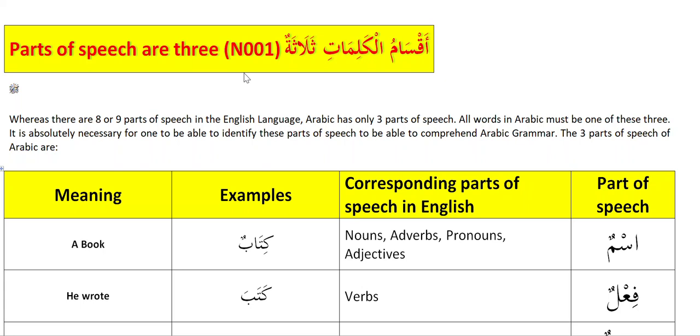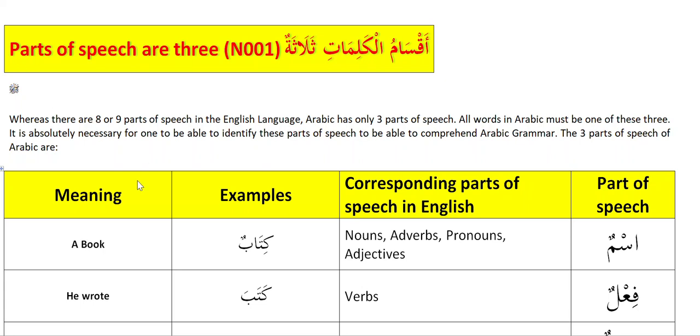And in Arabic we say parts of speech is أقسام الكلمات ثلاثة. أقسام means parts, الكلمات words or speech, ثلاثة 3. And of course in Arabic there's no "are". We don't need what we call the helping verb. So this here, aqsamul kalimati thalathatun, it's actually a sentence: parts of speech are 3, or the parts of speech are 3.